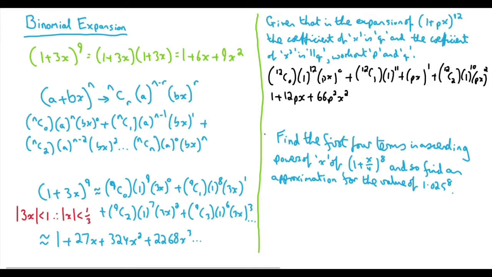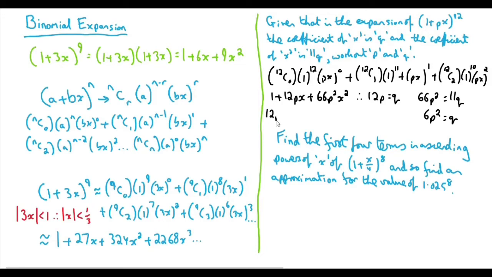Comparing coefficients, we can therefore say that this coefficient of the x term is 12p, so 12p must be the same as q, and then also the 66p squared must be the same as the 11q, because they're both expressions for the same amounts of those x terms. Just simplifying this right-hand one, we can divide through by 11, you end up with 6p squared equals q. And now, because both of these expressions equal q, you can just set them equal to each other.